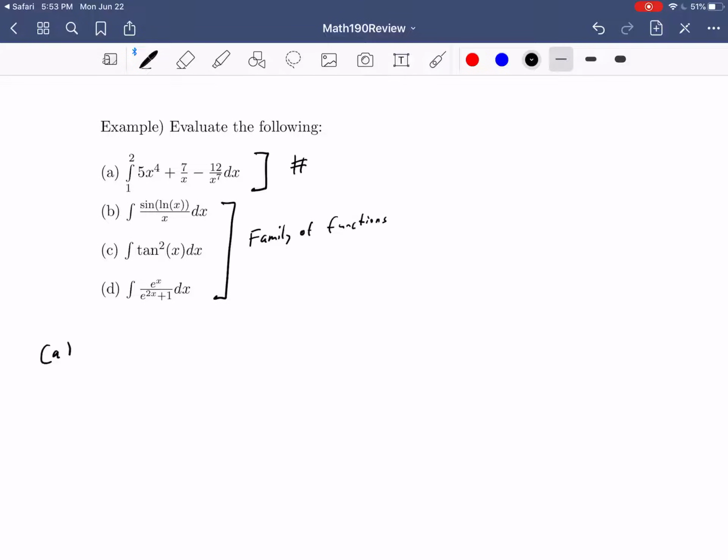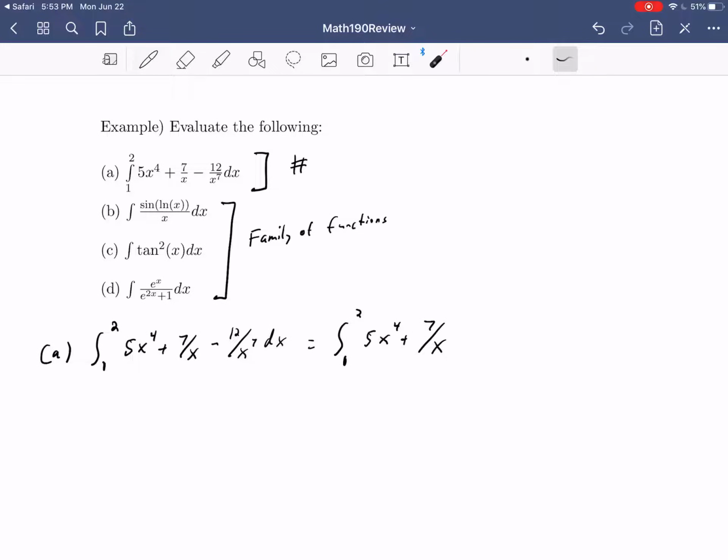So for A, we have the integral from 1 to 2 of 5x to the fourth plus 7 over x minus 12 over x to the 7th dx. Probably a good idea to think about this as 5x to the 4th plus 7 over x. I don't need to bother changing this into a negative exponent because if I did, it would be 7x to the minus 1, which is the one time that the power rule doesn't apply. But then we can think about this as minus 12x to the minus 7 dx. And it is worth switching this to that negative exponent because negative 7 is the type that the power rule applies to.